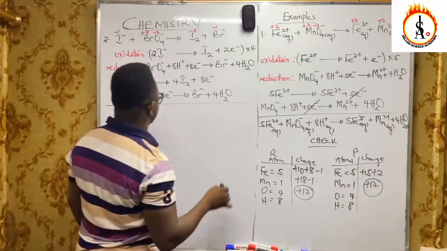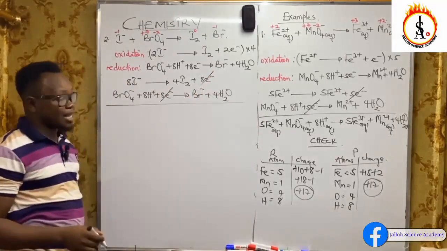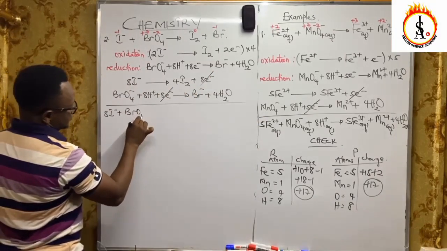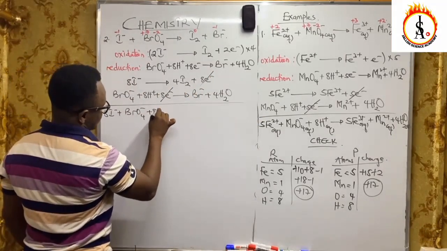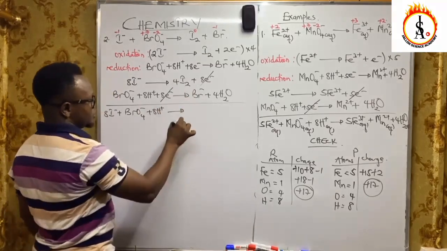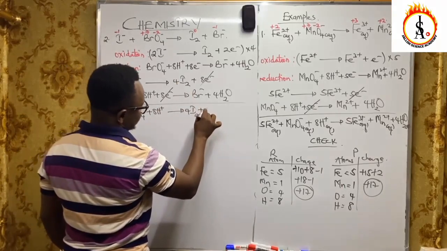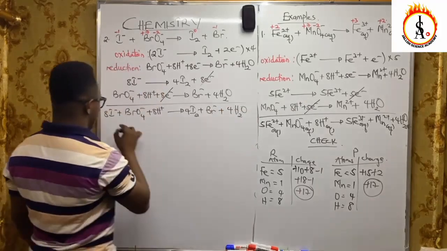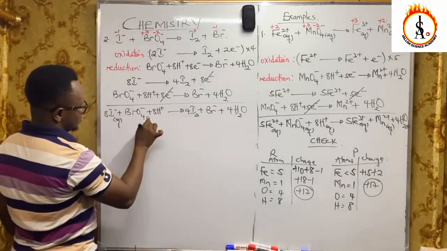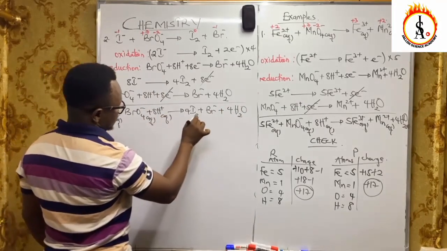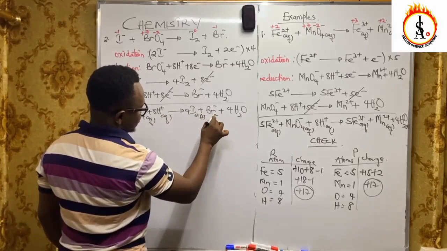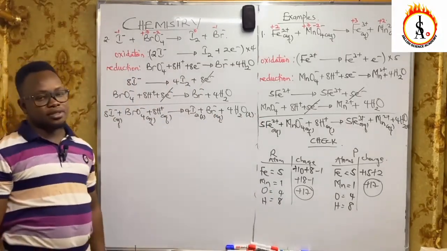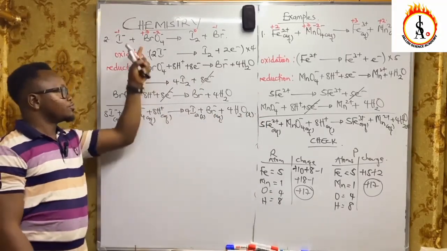So now we can add these two equations together. 8 electrons and 8 electrons will cancel. We have here 8 iodide ions plus the tetraoxobromate ion and then 8 hydrogen ions here to produce 4 molecules of iodine, 1 mole of the bromide ion, and 4 moles of water. So the state symbols here are: aqueous. This one is solid, this is aqueous, and this one is liquid, okay? So this is the balanced equation for this species.